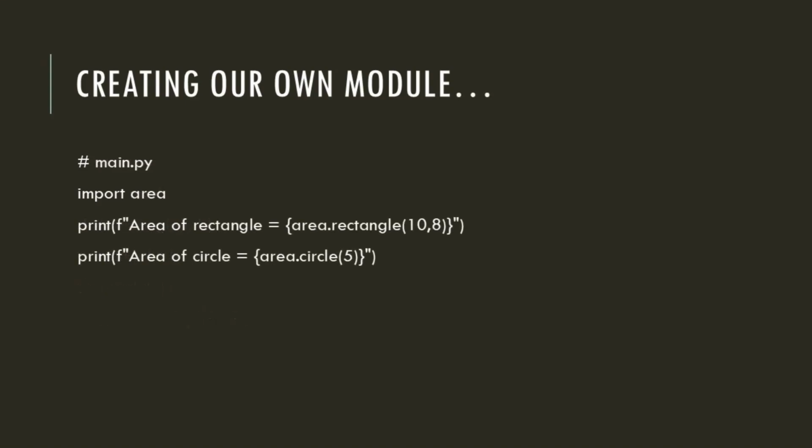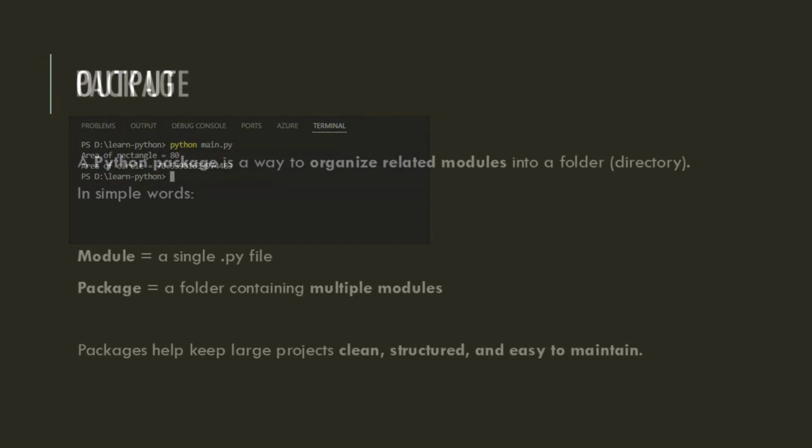Step 2. Create a file named main.py and import the area module. main.py: import area, print f-string area of rectangle equal to area.rectangle(10, 8), print f-string area of circle equal to area.circle(5). This is exactly how large Python projects are built, by splitting code into multiple modules. Understanding modules is the key to writing large structured programs.